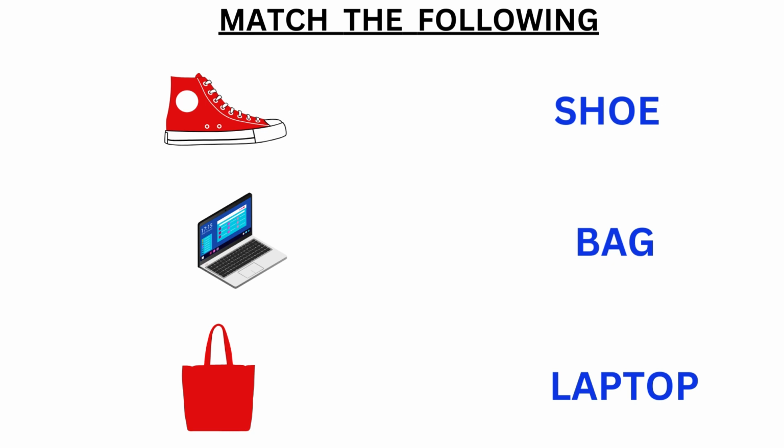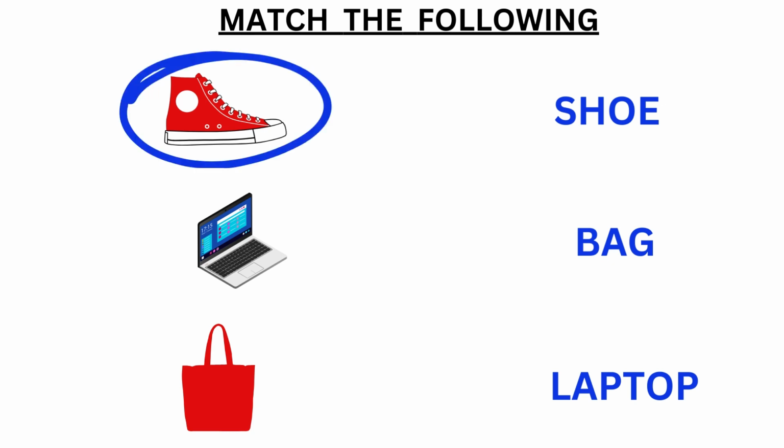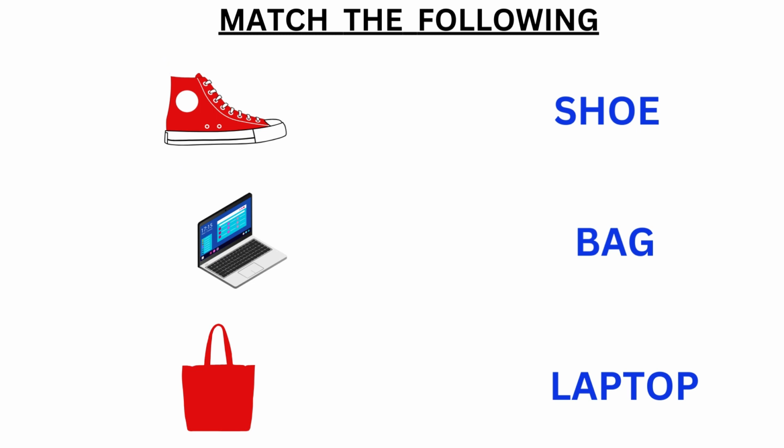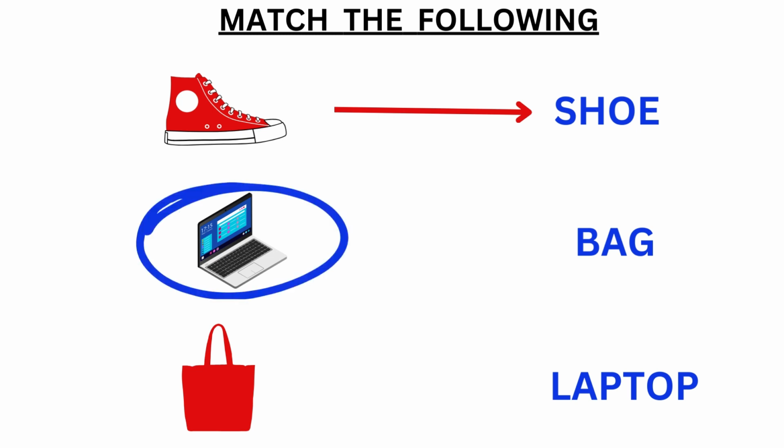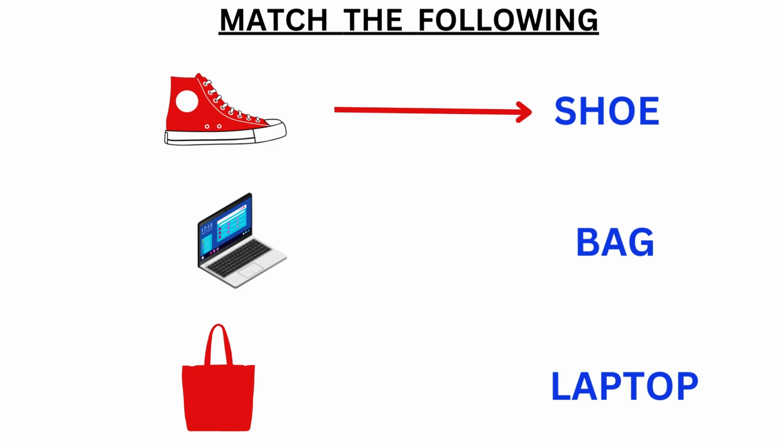On this slide, we have three interesting images. Number 1, there's an item we wear on our feet. What do we call this? It's the shoe. Number 2, we have a portable electronic device that allows us to walk, play and communicate. What do we call this? It's the laptop.